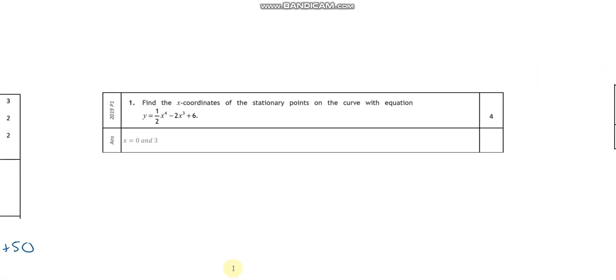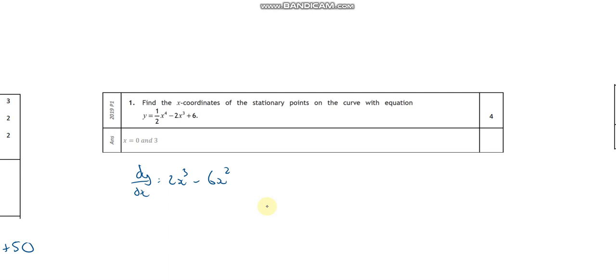Now let's see if we can quickly get this one done. Find the x-coordinates of the stationary points. So let's just do this quickly. What it's saying is differentiate it. So it's going to give me a half times 4, which is 2, take away 6x squared. So that's my differential.